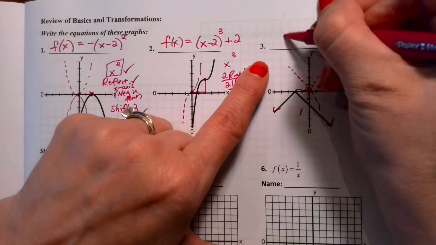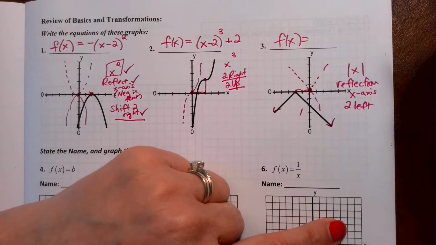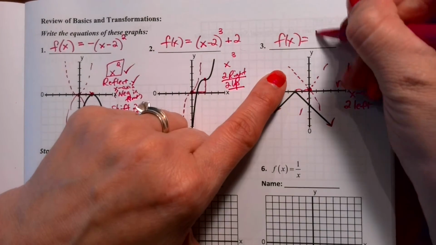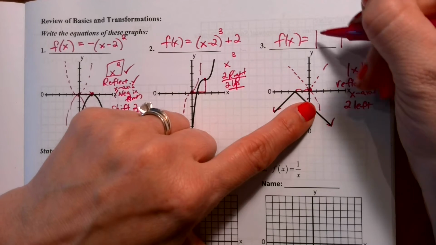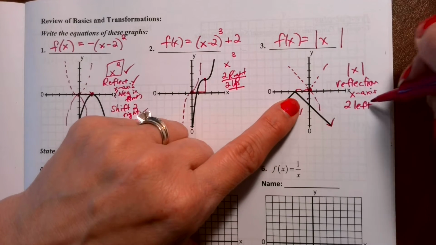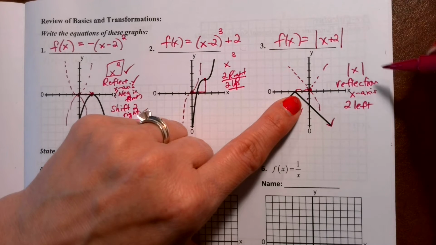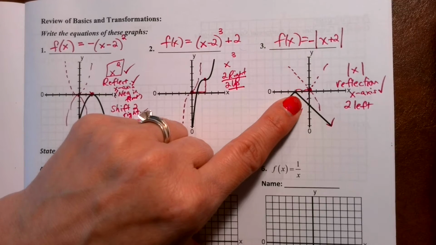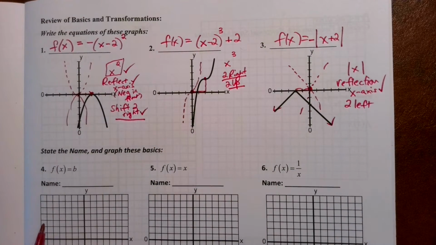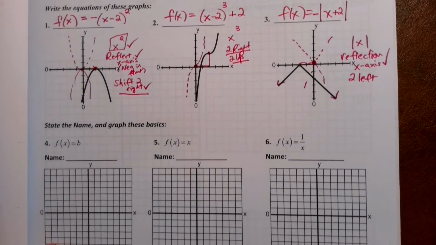I need to make sure that I have y equals, or f of x equals. I need to make sure I have an absolute value function. 2 units to the left, that would be plus 2. Oh wait, I forgot reflection over x-axis, and that would be a negative out in front. Okay. All right, let's take a look at these next ones.